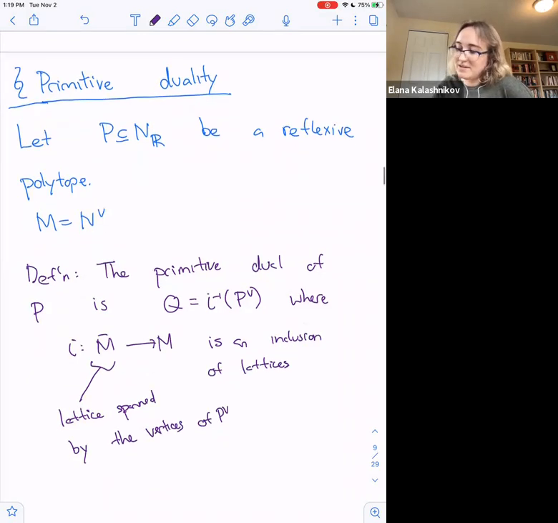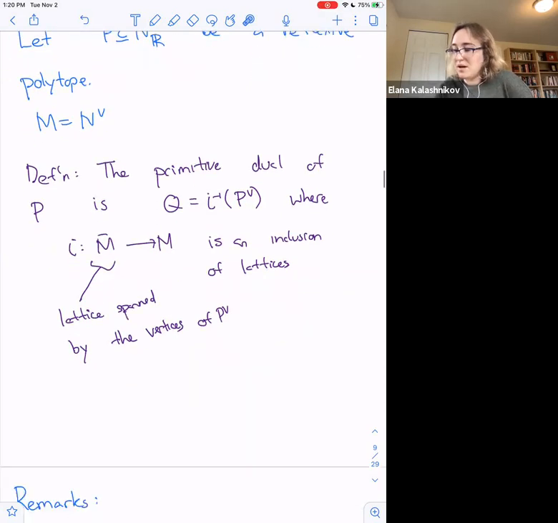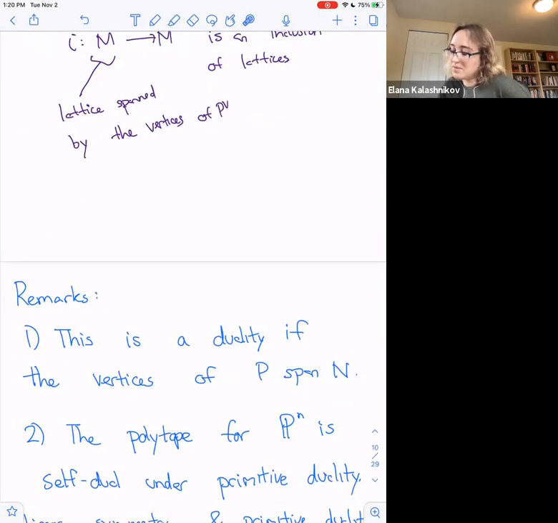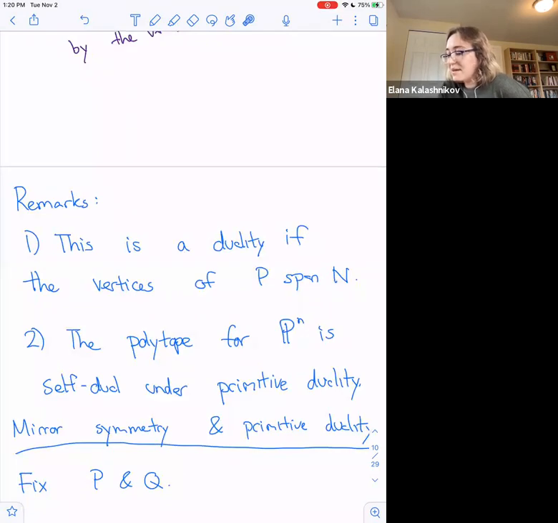So basically, to produce the primitive dual, you take the usual dual of a reflexive polytope, and then instead of viewing it in the lattice dual to N, you view it inside a sublattice spanned by the vertices of the dual polytope. So let me say a few remarks about this duality. First of all, primitive duality is a duality exactly if the vertices of P span N. Otherwise, if you apply it twice, you're not going to get back what you started with. And then secondly, the polytope for projective space is self-dual under this primitive duality.